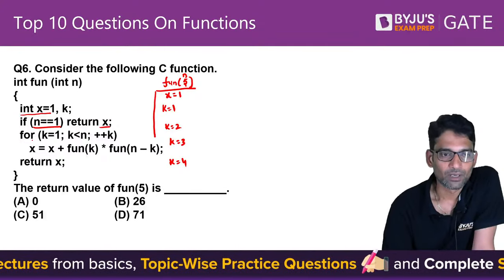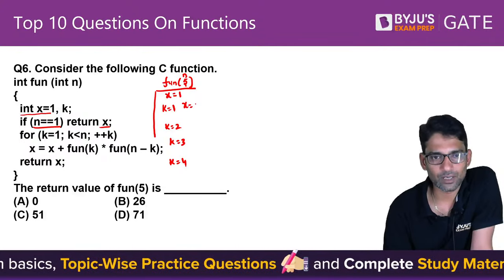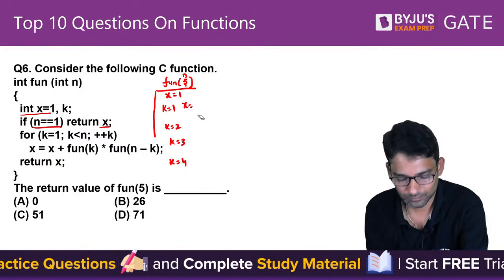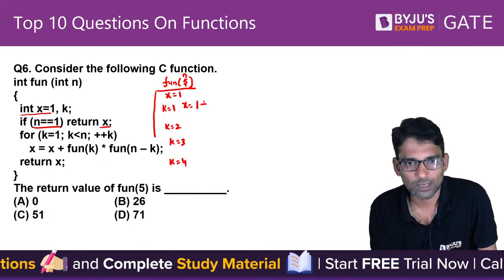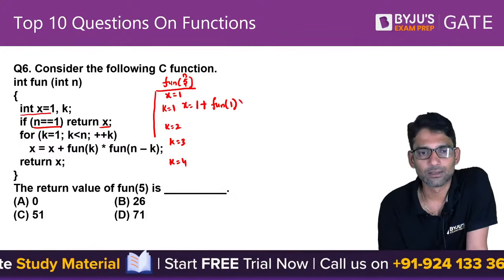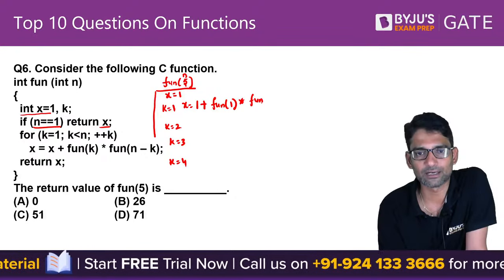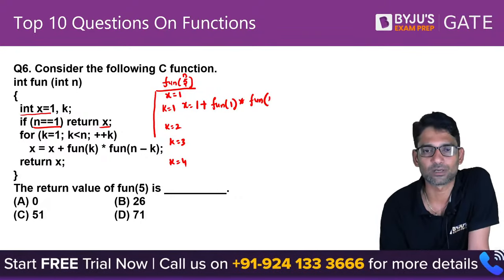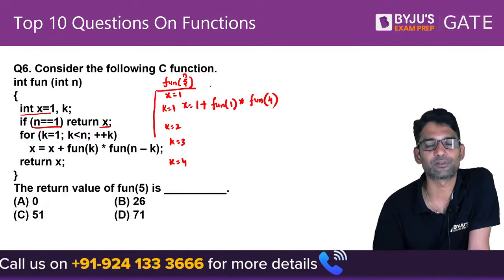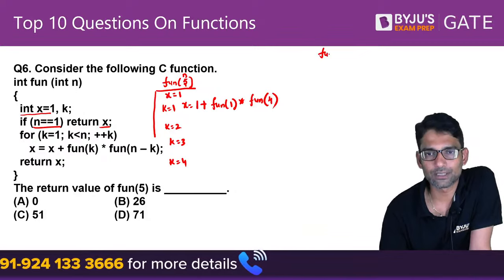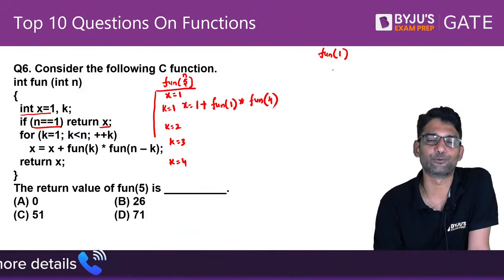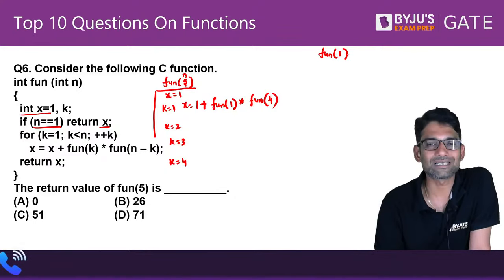Right? X is equal to x plus, what is x? 1. 1 plus fun of k, fun of 1 multiplied by fun of n minus k, 5 minus 1, 4. So, until you do it, you can't proceed further. So, what I do is, I go with bottom up approach. So, fun of 1 I do first, because n is 1.